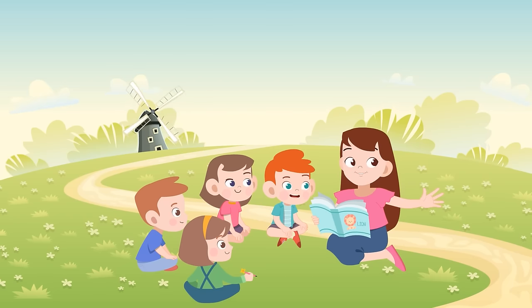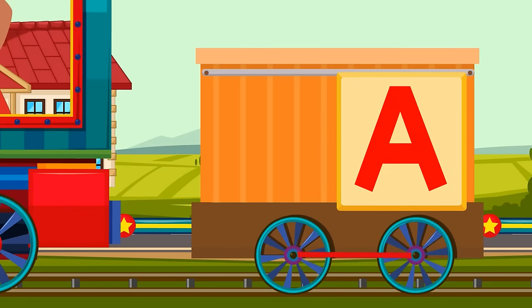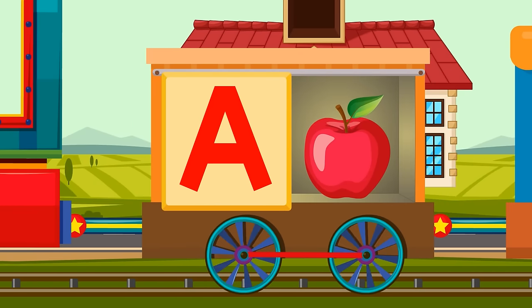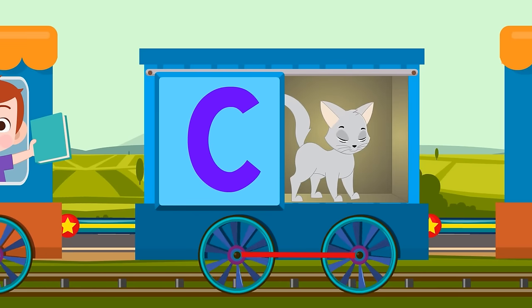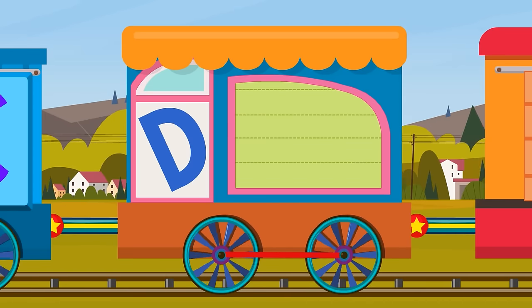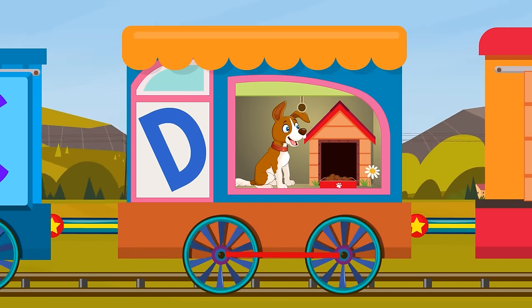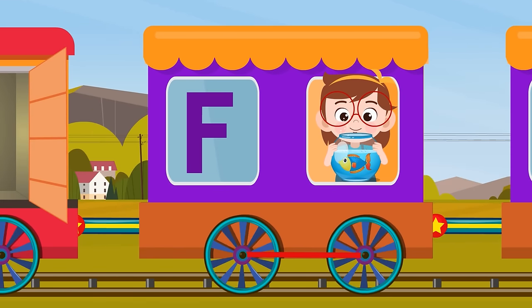The alphabet train. A train, A is for apple. B train, B is for book. C train, C is for cat. D train, D is for duck. E train, E is for elephant. F train, F is for fish.